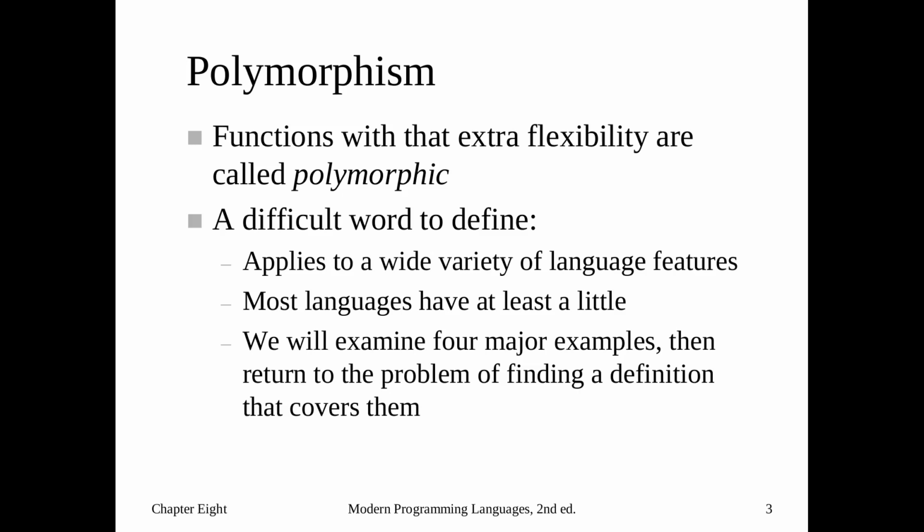But polymorphism or polymorphic is quite difficult to define, right? Because it applies to a significant number of language features. It could be functions, variables, objects, all sorts of different things that are part of languages. And then various languages have different levels of polymorphism, or different implementations of polymorphism. And so we're going to explore four major examples and then return to the problem of finding a definition that covers them.